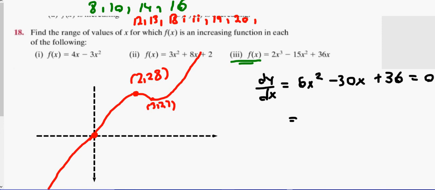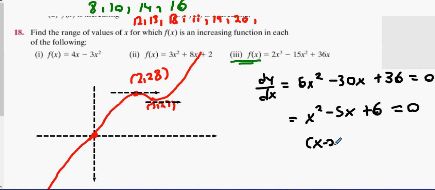Why are we putting it equal to 0? Because we need to find out where the slope is 0. So it's going to be x squared minus 5x plus 6, and it's going to be x minus 2, x minus 3. Did everybody get 2 and 3? And that pretty much matched our sketch, didn't it?